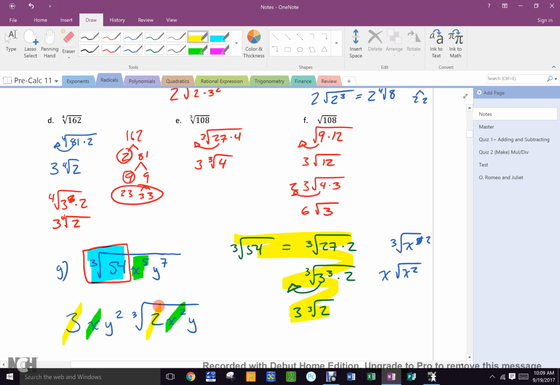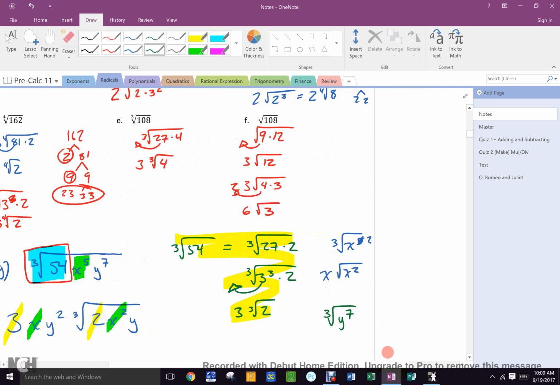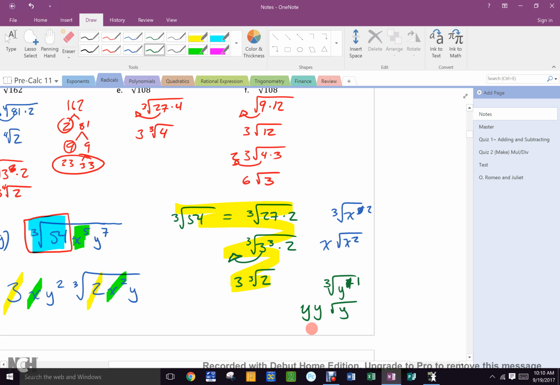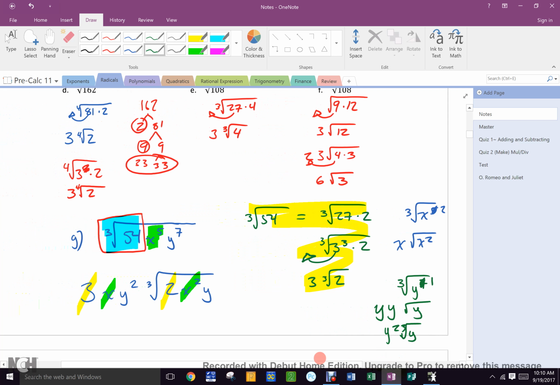There it is. And then the last one is the cube root of y to the 7th. How many 3's get into 7? 2 of them, right? So I can bring out one y and another y. How many y's were left in there? If I took out 6, I left 1. Do we ever write y to the 1? No. Do we ever write y? No. What do we write? Y squared. Y squared cube root y. So I come back over here. There's my y squared. There's my y. Is everybody cool?